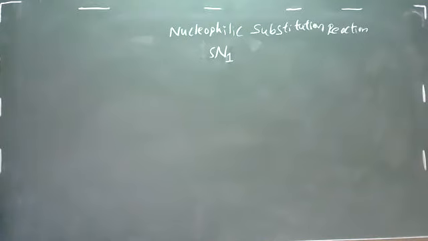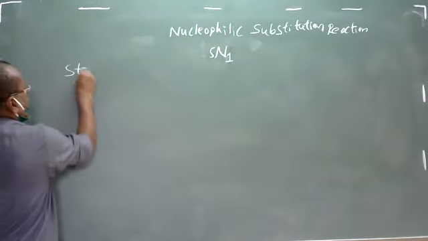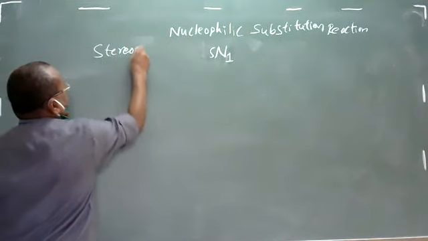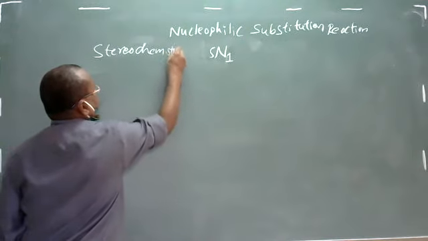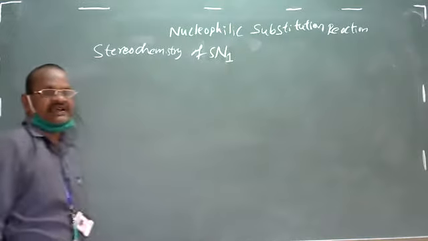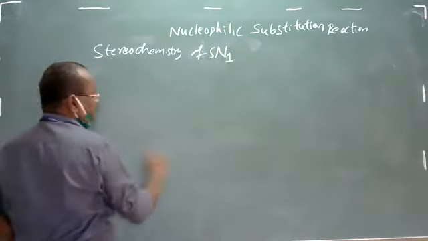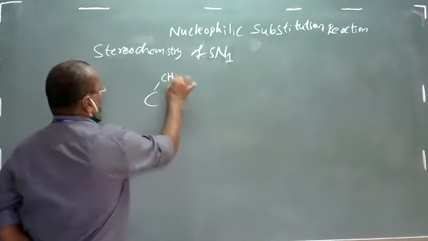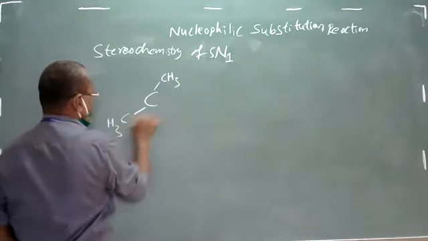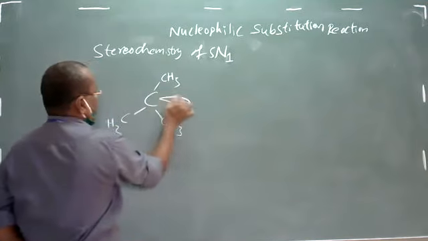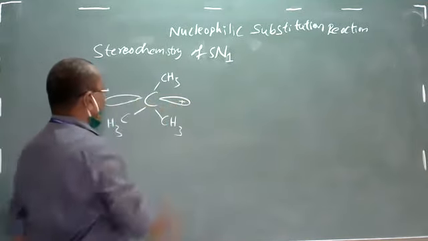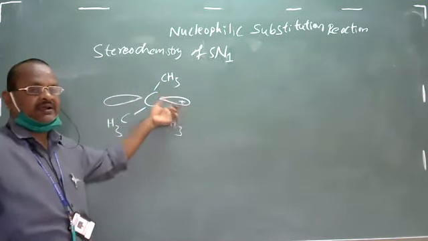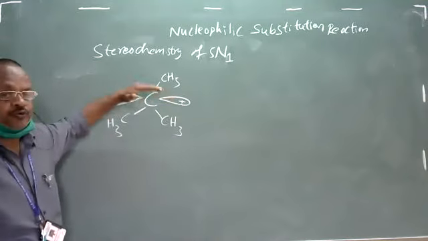Next one is the stereochemistry part of this. Stereochemistry of SN1 reaction. In this stereochemistry, we'll use that particular second step where there is a formation of the tertiary carbocation. The carbon is attached with 3 alkyl groups, and it has got a positive charge over that p orbital. That p orbital is a dumbbell shape, with one lobe lying in one plane and another lobe in another plane.